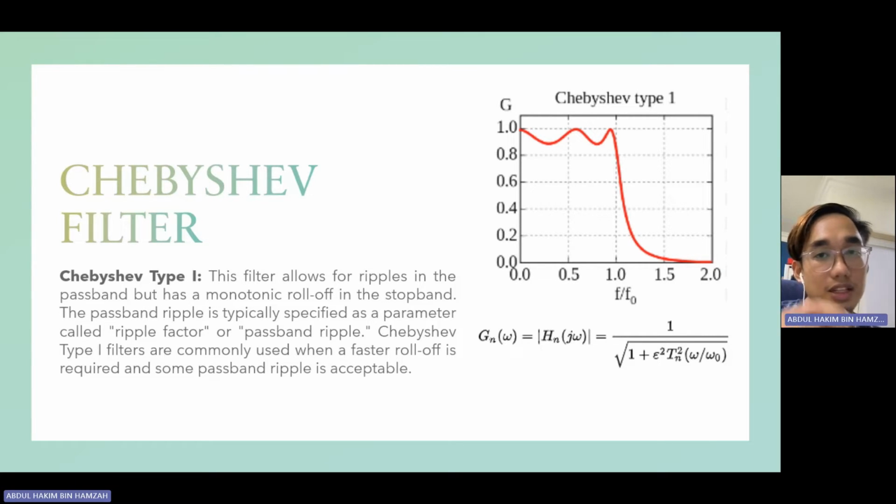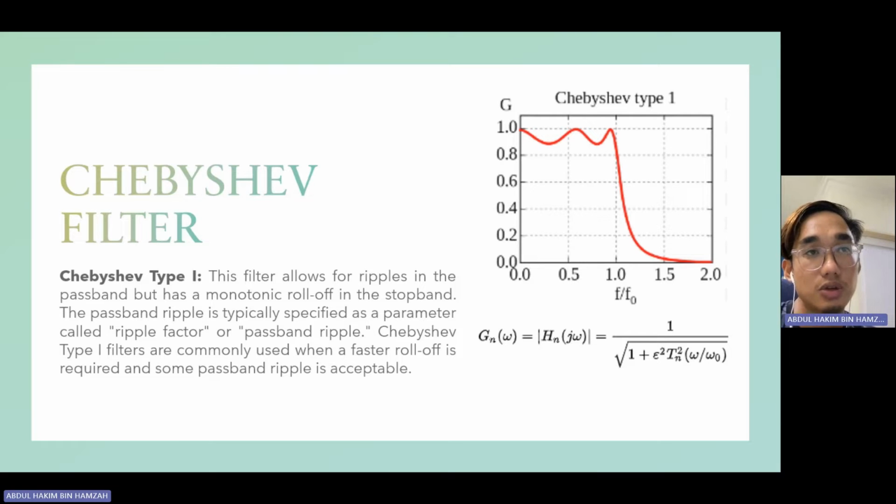Actually, the Chebyshev filter has two types, which are type 1 and type 2. So this part is for type 1. This filter allows for ripples in the pass band but has a monotonic roll-off in the stop band. The pass band ripple is typically specified as a parameter called the ripple factor or pass band ripple. Chebyshev type 1 filters are commonly used when a faster roll-off is required and some passband ripple is acceptable.